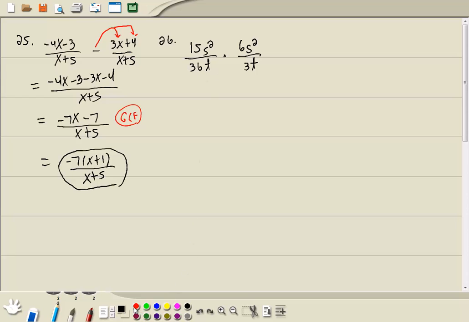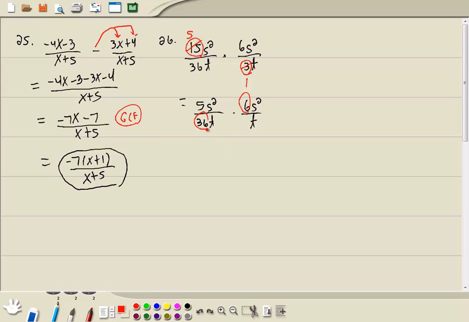Okay, to begin with, before we multiply them together, let's do some simplifying. Here's 3 and 15, both divisible by 3. 3 divided by 3 is 1. 15 divided by 3 is 5. So we have 5s squared over 36t times 6s squared over t.